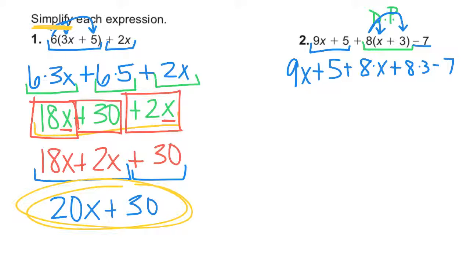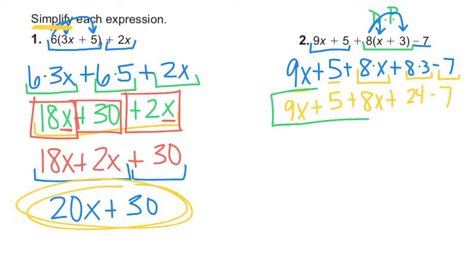So now I'm going to go ahead. I can't do anything with the 9x yet. I can't do anything with the plus 5, but I can combine the 8x. So I'm going to go ahead and rewrite this as 9x plus 5 plus 8x. I can also combine the 8 times 3. So I'm going to put another 8x plus 8 times 3 is 24. Can't do anything with the minus 7 yet, so I'm just going to bring that down as well.